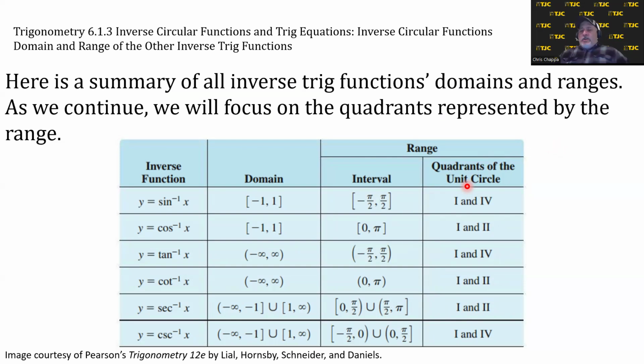The ranges represent quadrants. For example, sine inverse, the range is negative pi over 2 to pi over 2. But if you were to think about angles measured in standard position, negative pi over 2 goes down into quadrant 4, and then positive pi over 2 up into quadrant 1. So that's quadrants 1 and 4. Same thing for inverse cosine, whose range is from 0 to pi. So from 0 to pi sweeps through quadrants 1 and 2. It's almost more important, in my opinion, to understand the ranges in terms of quadrants instead of intervals, but they are what they are.